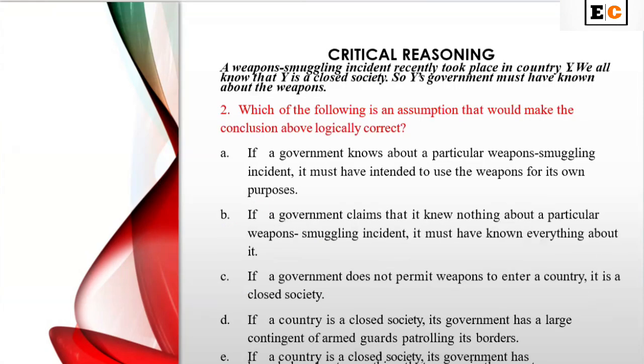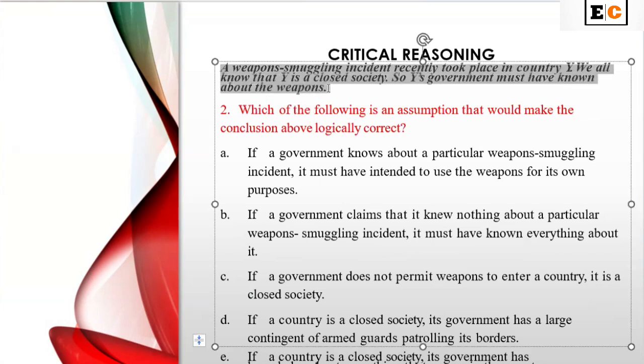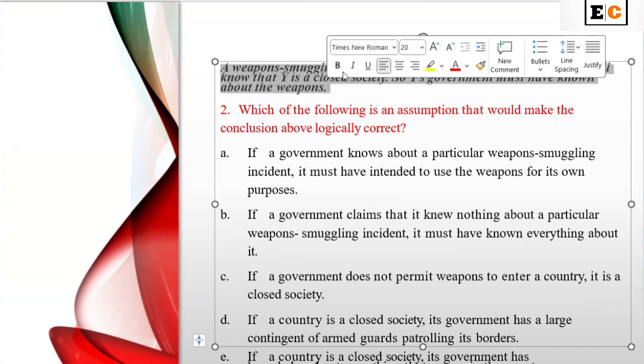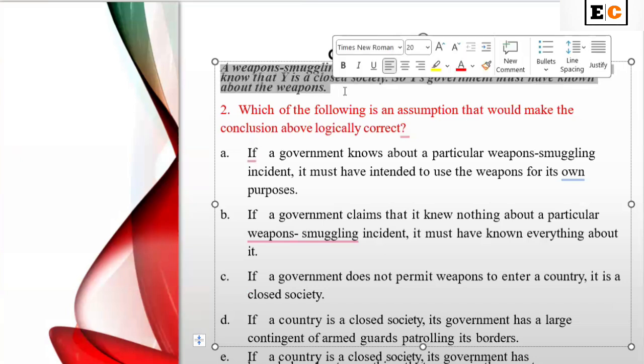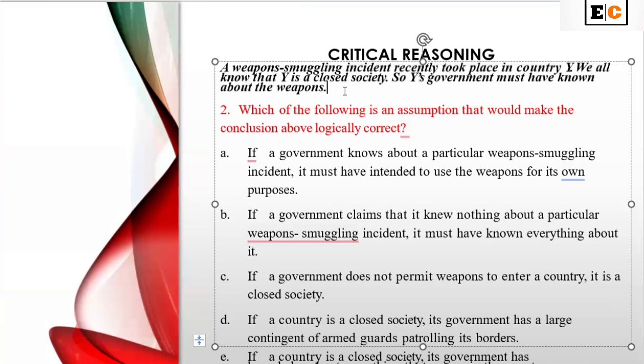So let us understand. See this part, the underlined part is known as the stimulus or passage. I repeat, this underlined part is the stimulus or passage.